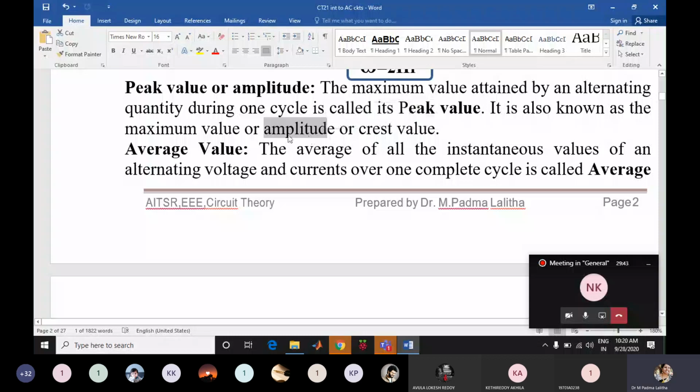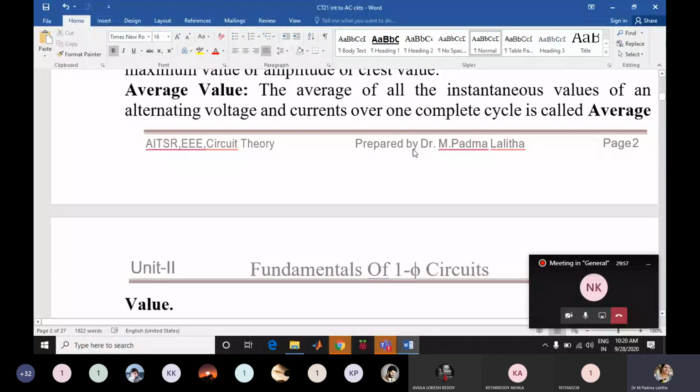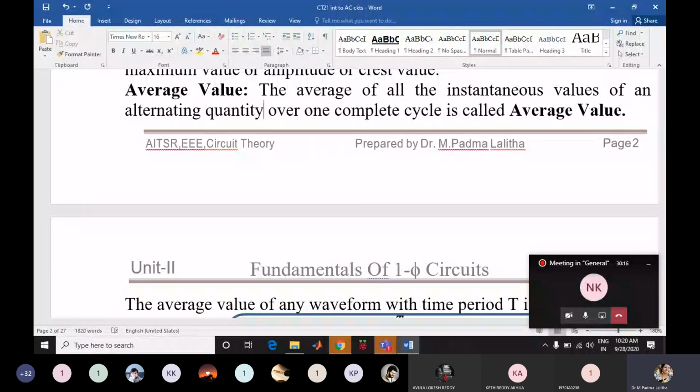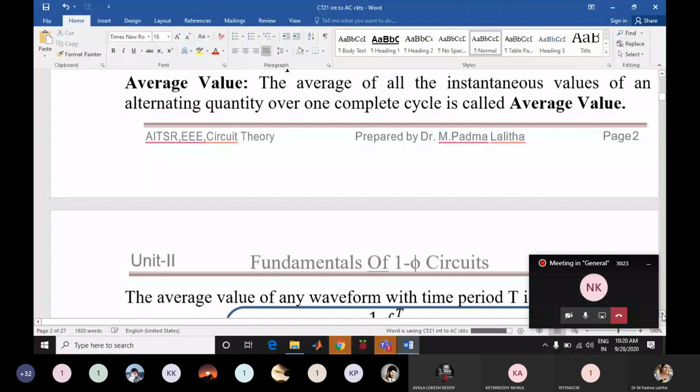The next important definition is average value. What is the average value? The average of all instantaneous values of an alternating quantity over one complete cycle is called the average value. The instantaneous values may be of voltage or current or anything.